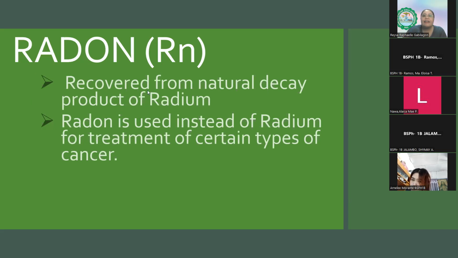Okay? And then lastly, before we move on to our group 1 elements, we have the radon or Rn. Now, si radon is actually from the radium. Si radium, di ba, is a group 2 elements. You can look at your periodic table. You can see radium in group 2A. And then, pag nag-decay kasi yung radium na yan, dun mafo-form si radon. But both of them emits radiation.